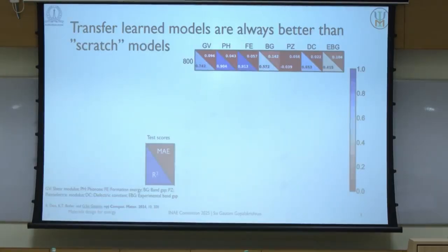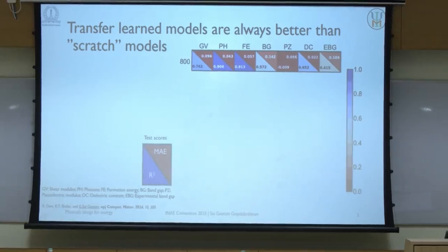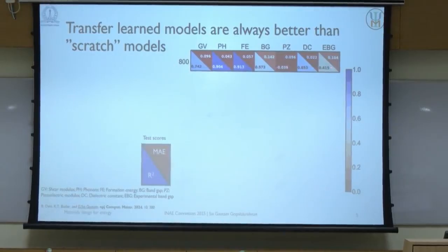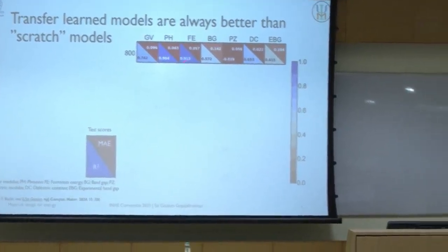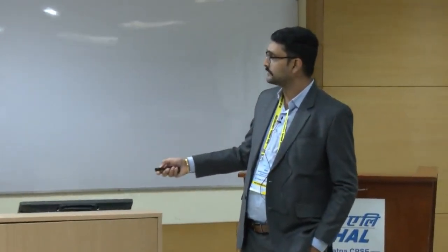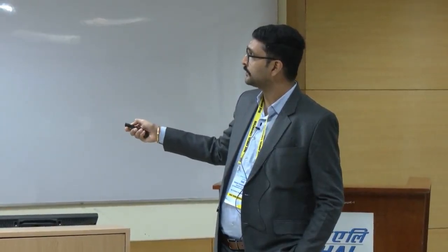Okay, so let's look at some of the results. We looked at how transfer learned models perform compared to models trained from scratch. Scratch models are neural network models trained just on the target data set, whereas in transfer learning, you pre-train on one data set and then fine-tune on a different one. I'm showing the performance of models trained from scratch on 7 different material properties: shear modulus, phonon frequency, formation energy, computed band gaps, piezoelectric modulus, dielectric constant and experimental band gap. The abbreviations are all here.